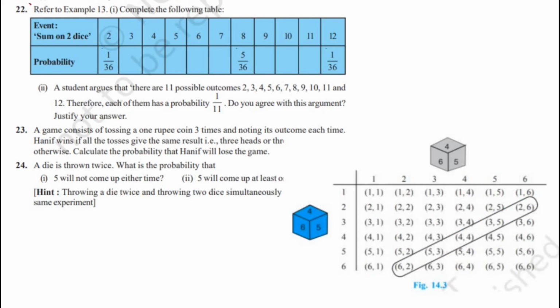Now into the 22nd question. The question says refer example 13.1. So in 13.1 there is the figure 14.3 which we have to refer according to the question. The question says that complete the following table. So in the first line, event is sum on the 2 dice. Here 2, 3, 4 up to 12 it is written. Then we have to write the probability in the second line.